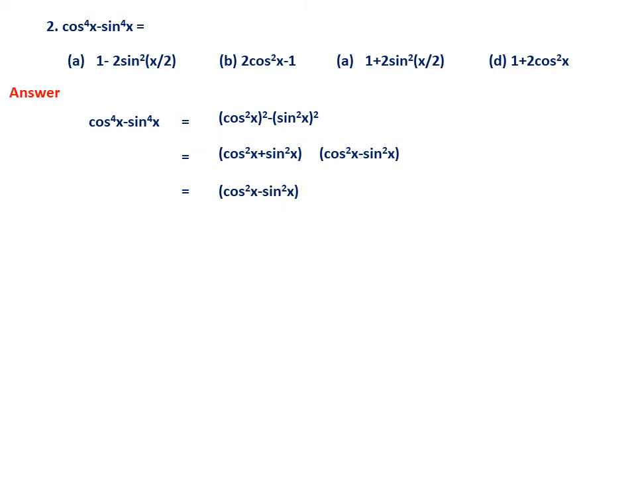Actually this is cos 2x. Cos 2x, you know, is also 2 cos square x minus 1, or you can even replace sin square x there by 1 minus cos square x. Both are one and the same. So the option is B. So this is the second question.